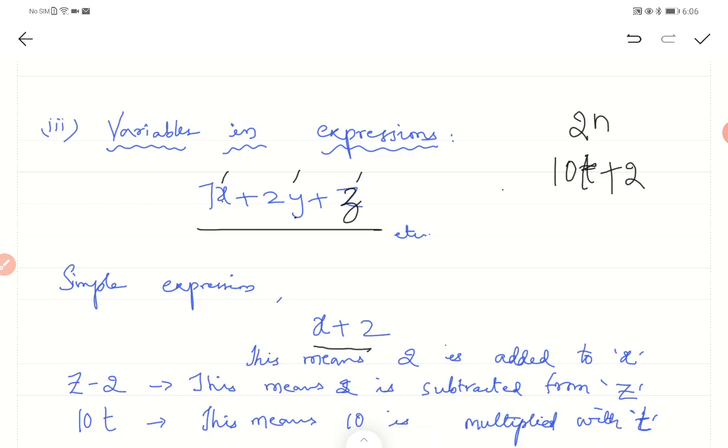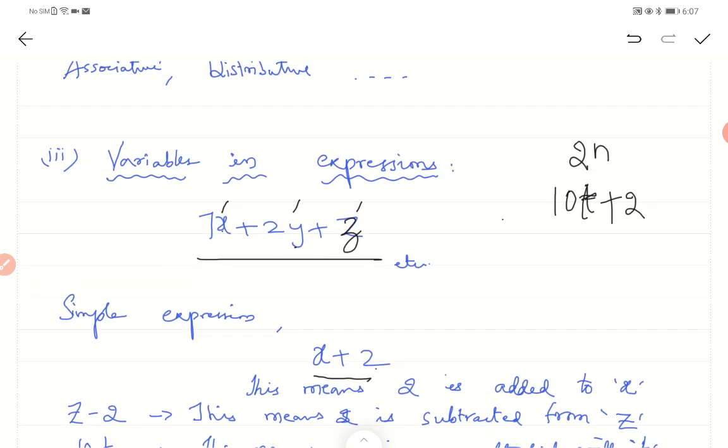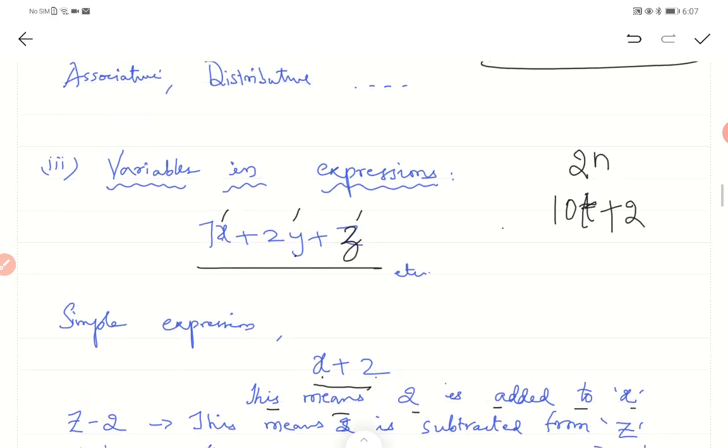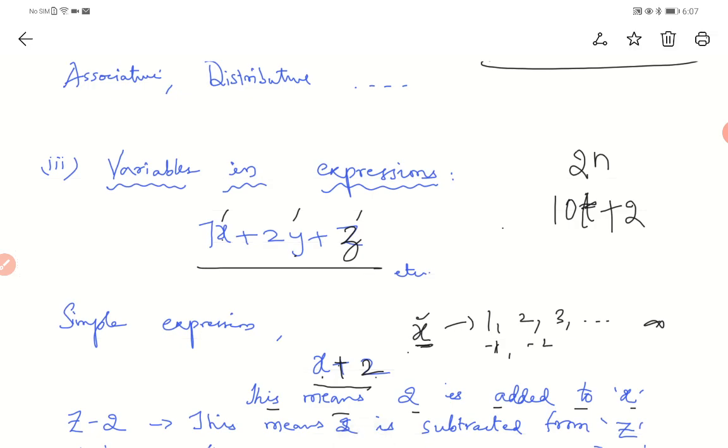Another simple expression is x plus 2. What does this mean? In x plus 2, we are adding 2 to x. This means 2 is added to x, or in other words, to x we are adding 2, right? X can be anything. It can be 1, 2, 3, till infinity, it can be any number. It can be negative also, minus 1, minus 2. It can be a fraction as well. So it can hold any kind of number.